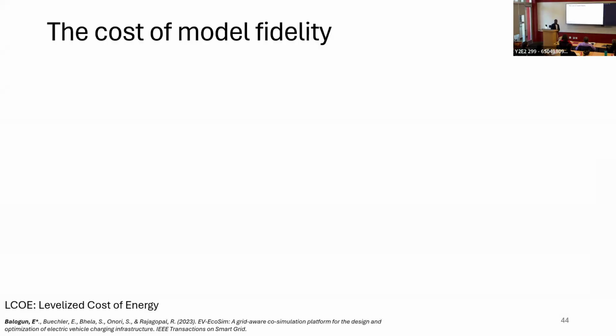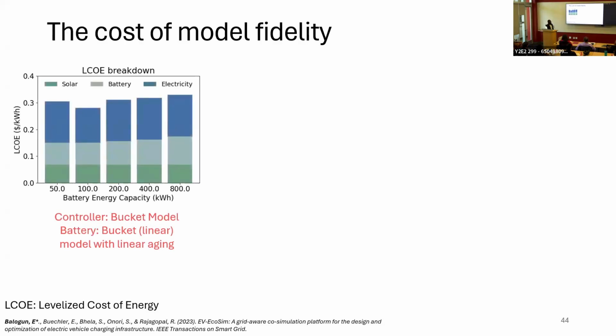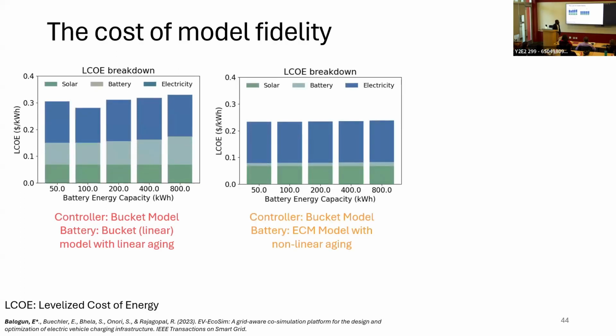So from left to right, you'll see different models and results, and you'll see them increasing in complexity. On the left, you have the bucket model controller, and the battery aging is a linear aging model. And what you see is the levelized cost of energy. The next is the bucket model, but now we have an equivalent circuit model with nonlinear aging. Now you can see that the cost of the battery goes down because the linear model overestimates the aging of the battery. And third, we have the linearized circuit model, which we developed.